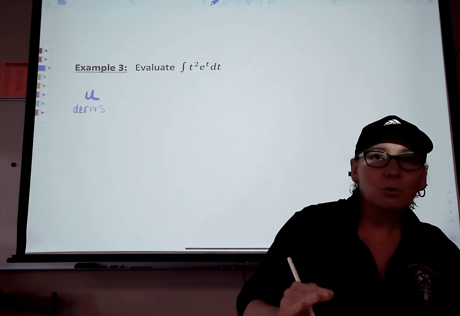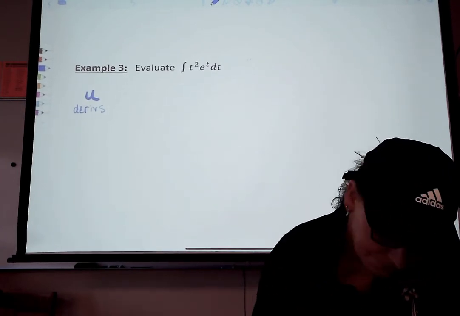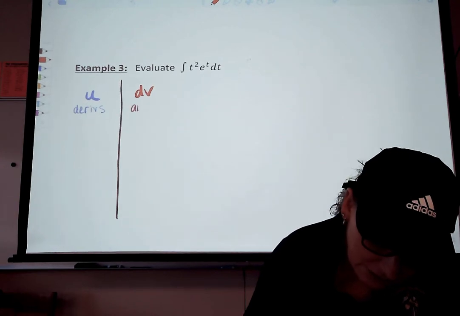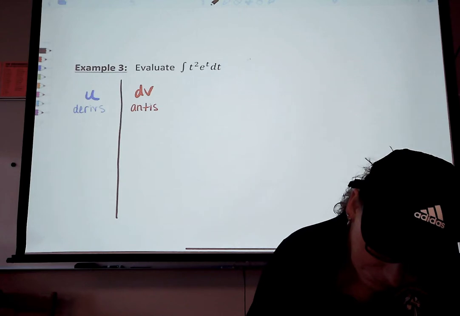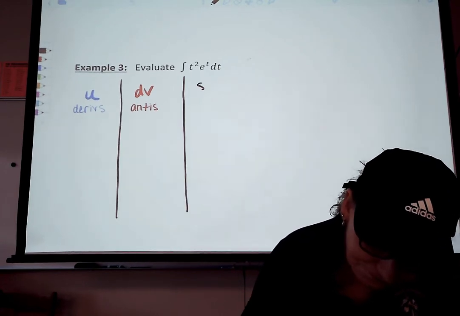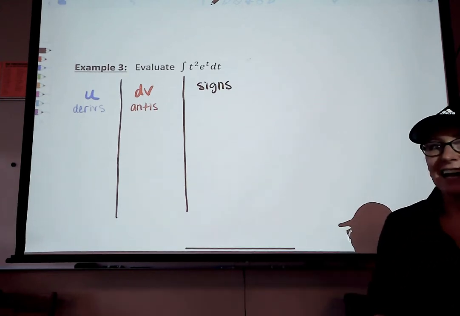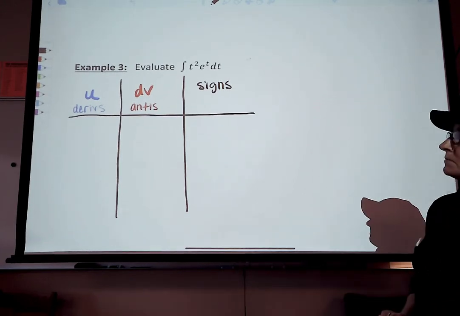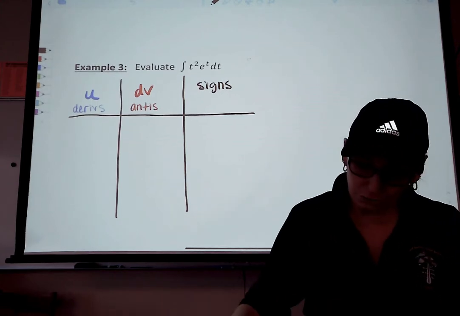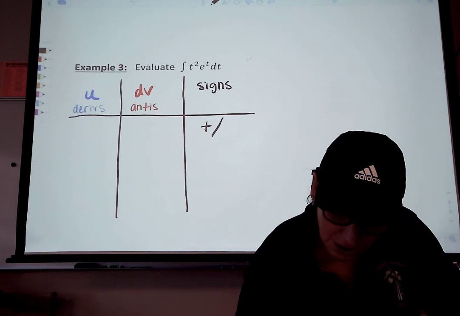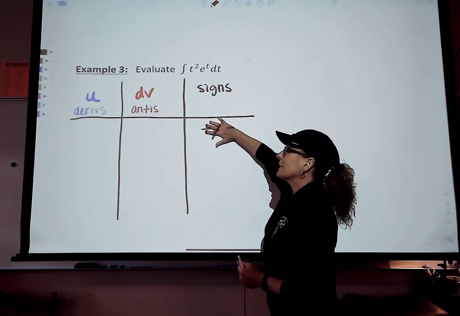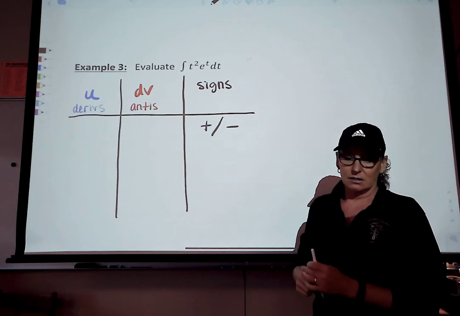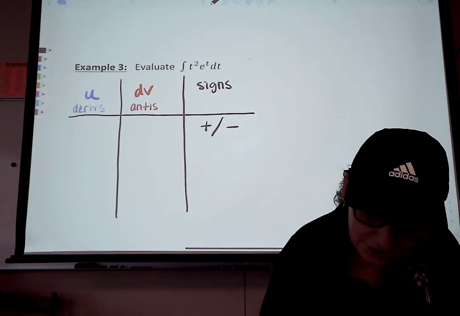And in this column, we're going to do derivatives on u. Your next column is going to be your dv column. Here's where we do antiderivatives. And your last column is going to be for signs, S-I-G-N-S. Okay, so for our first row, you can leave this empty or you can say plus minus whatever. This isn't really going to count. So let's just leave it blank for now.